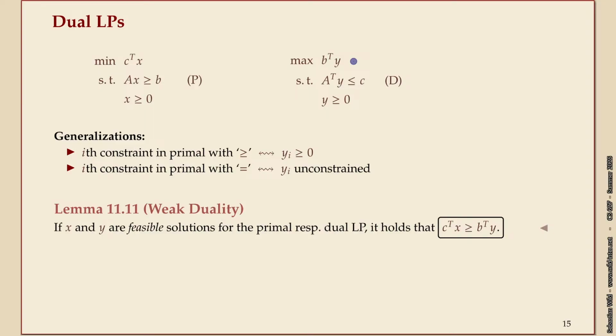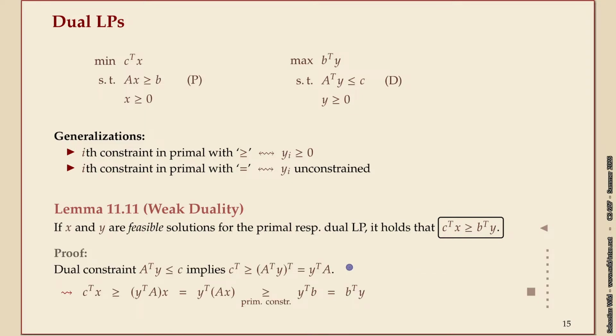Whatever you prefer, you can show for any feasible solution in the primal, respectively dual, the pair of those always give you a bound for the objective function values. Namely, for the minimization problem, you get a higher value than for the maximization problem. If you imagine the values for the cost function, then you have the CTX and BTY. They somehow lie here, and you always get that they're ordered this way.